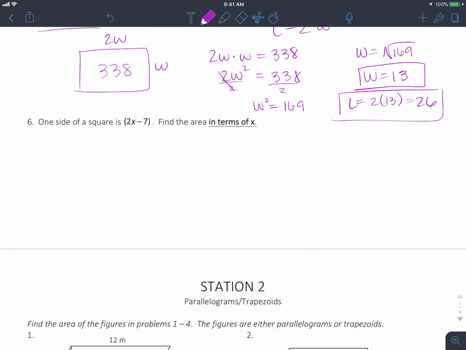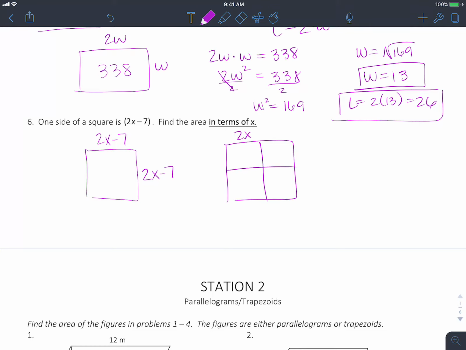All right, number 6. Number 6 says one side of a square is 2x minus 7. Find the area in terms of x. So since it's a square, all sides are going to be 2x minus 7, meaning we're going to multiply these two together. I'm actually going to do this one using the box method just to do a different way.